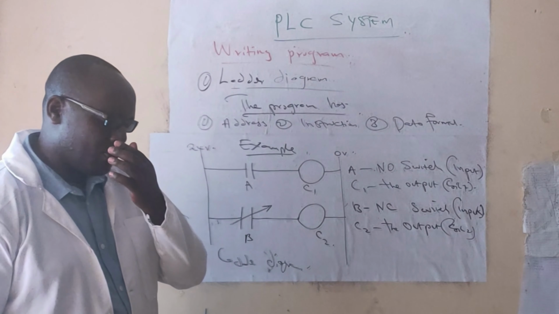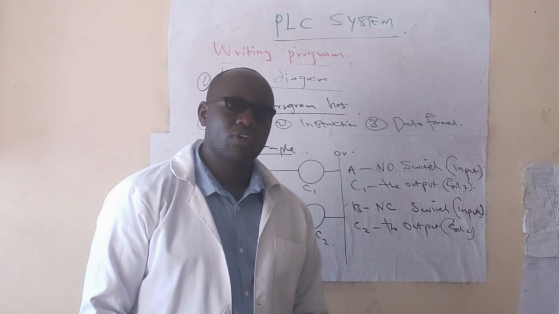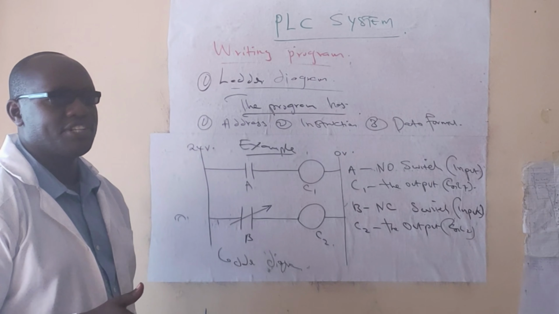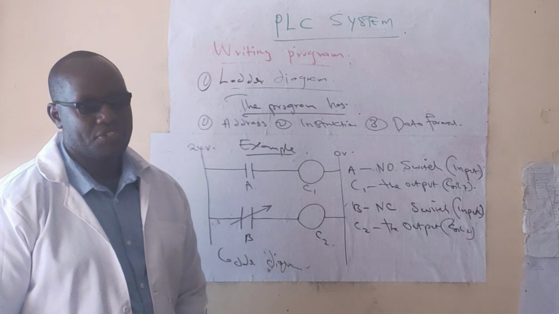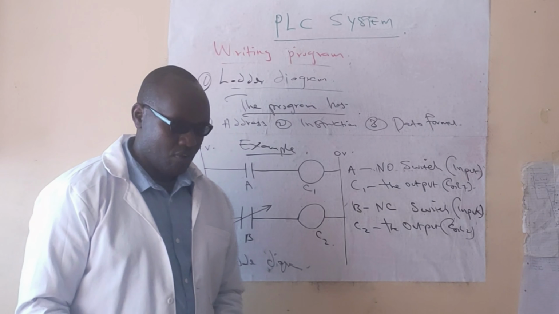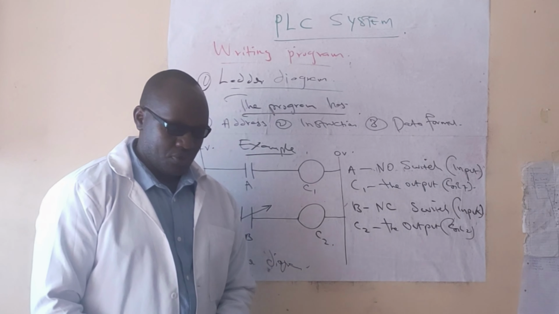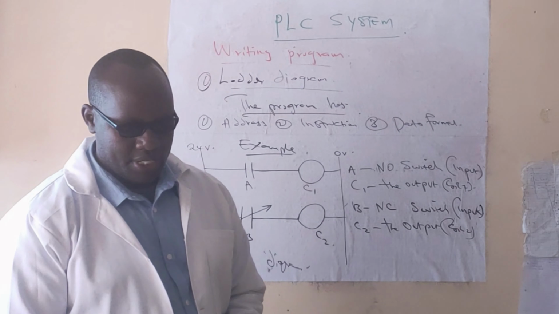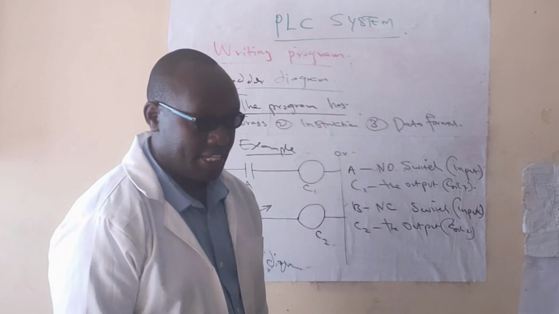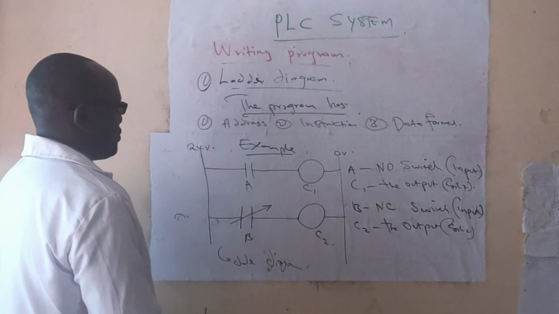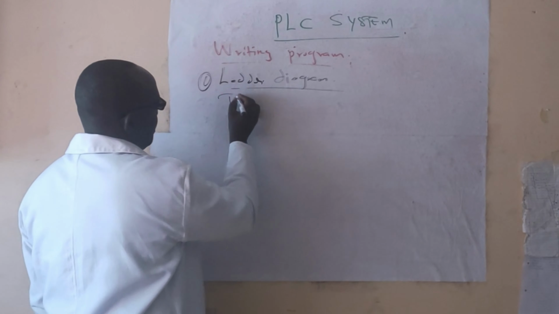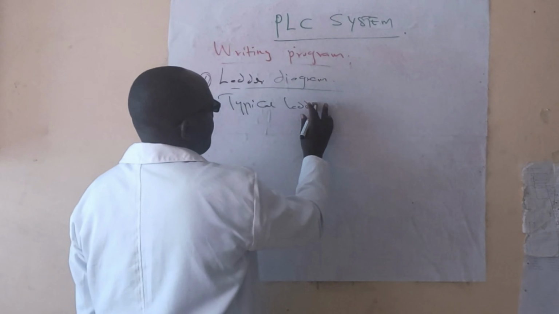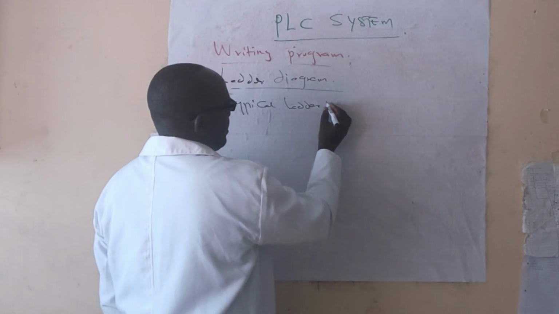We also say in PLC the program has 3 components. It has to have an address, the instructions, and the data formats. So let's see the ladder instructions. The second thing is the typical ladder instructions.